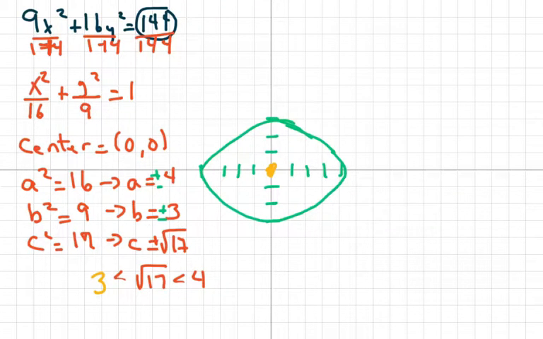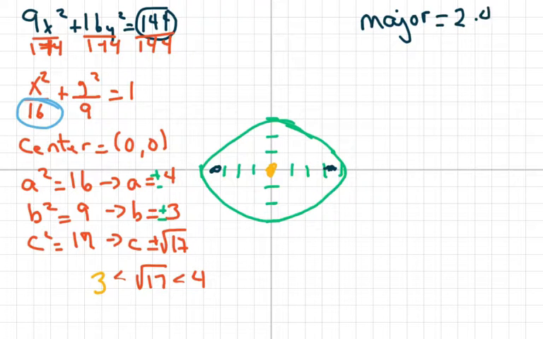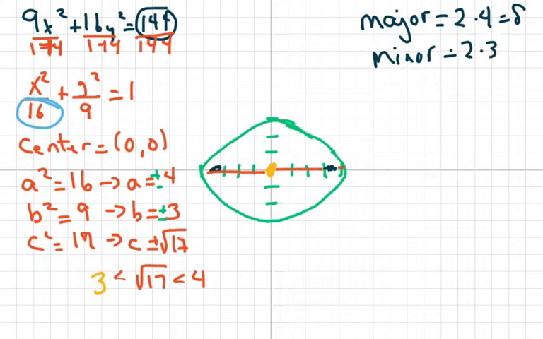Okay? My foci is on the x-axis because my x-axis is the major axis. This is longer. And we know it's in between 3 and 4. So I'll do it in black again. It's right here. The length of my major axis is 8, which is horizontal, which is 2 times 4, which is 8, because there's 4 here and 4 here. And my minor is 2b, which is 2 times 3, which is 6.